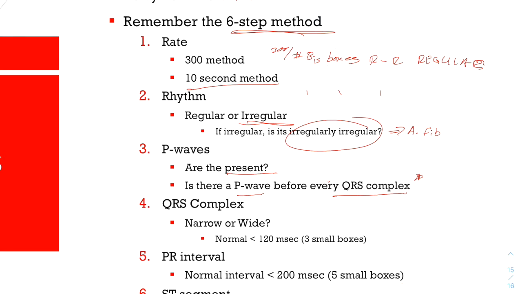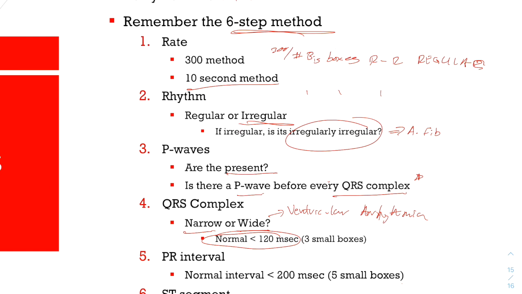Looking at your QRS complex morphology, is it narrow or is it wide? We want a normal narrow QRS complex to be less than 120 milliseconds or 3 small boxes. Wide QRS complexes indicate some sort of ventricular arrhythmia, like VTAC or VFib, and that's when you'll start to see wide QRS complexes.